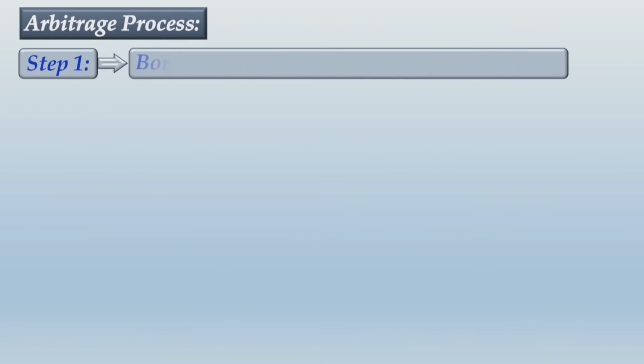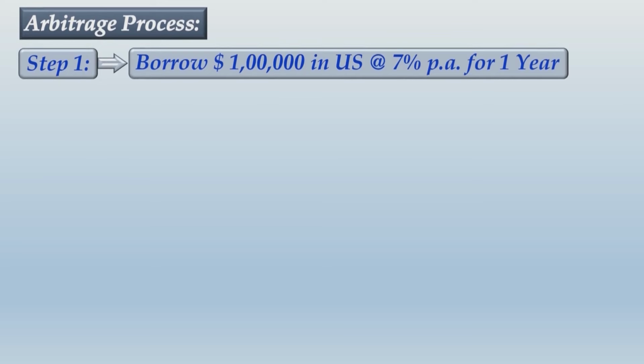So the arbitrage process begins this way. Step 1, borrow $1 lakh in US at 7% per annum for 1 year. If at all you are wondering from where did this $1 lakh come from, don't worry. It is just an amount that we have assumed to initiate the process. In examination, generally this amount with which you should start will be given. Only when it is not given, then you should take a proper amount.